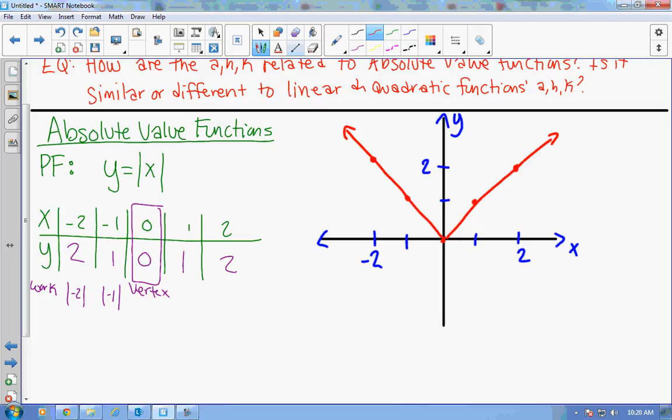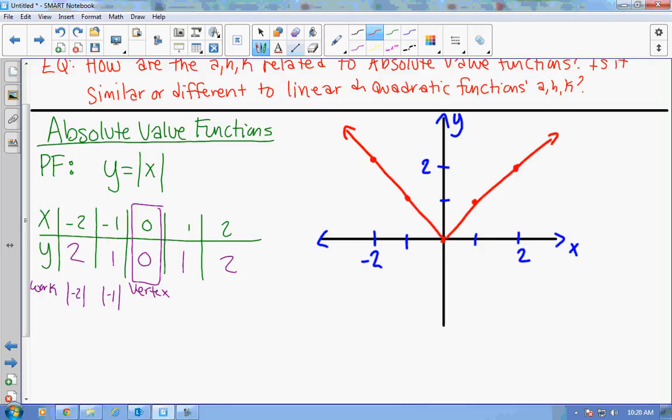So unlike quadratics, absolute value graphs have linear arms. Every point on the negative slope arm has the same, constant slope, and on the right side I have a constant positive slope. Versus quadratics, where the slope is always changing.